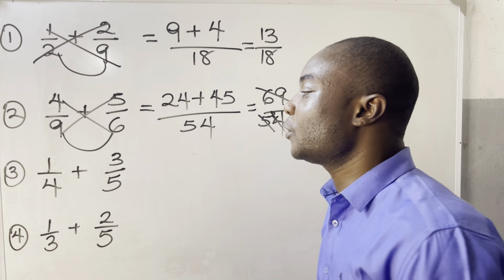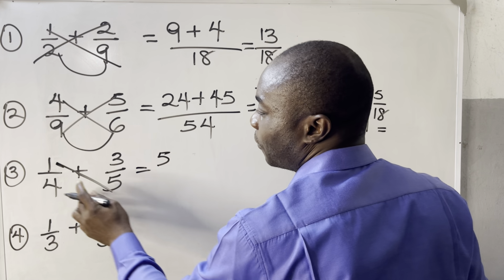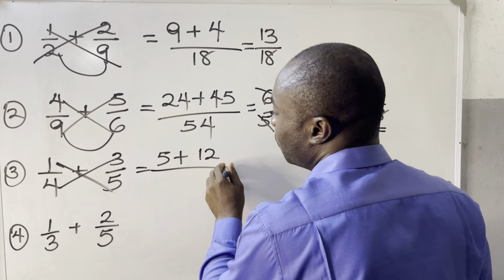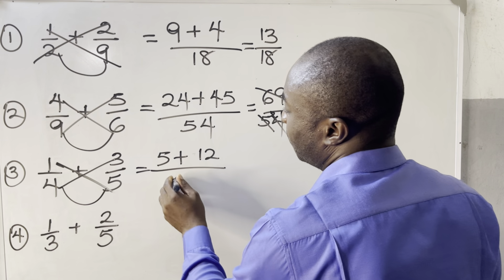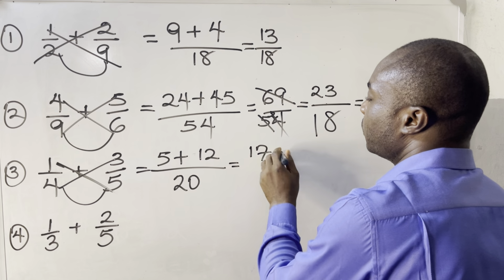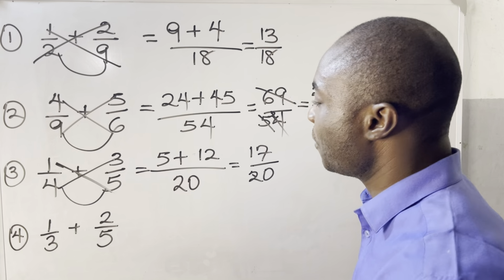Then the next question, we do 5 times 1. All right, and that is 5. We bring down our plus sign. Then 4 times 3, which is 12. We rule our line. Then 4 times 5 is 20. So 5 plus 12 is 17. And we'll bring down our 20. So our answer is 17 over 20.